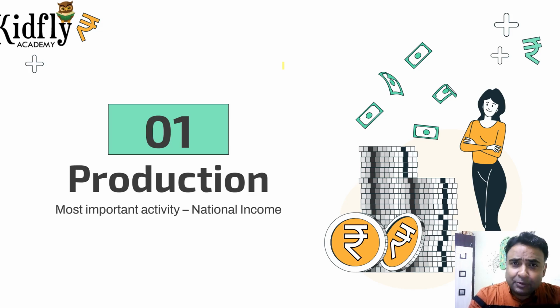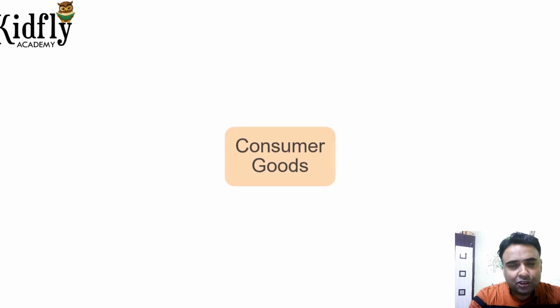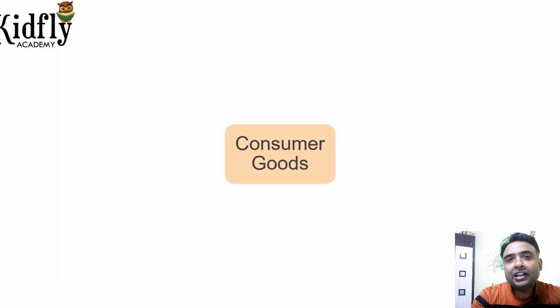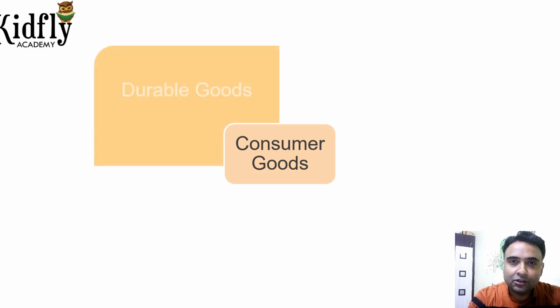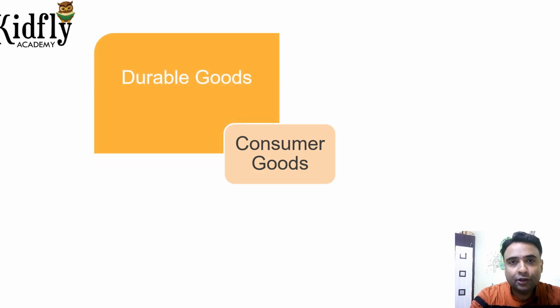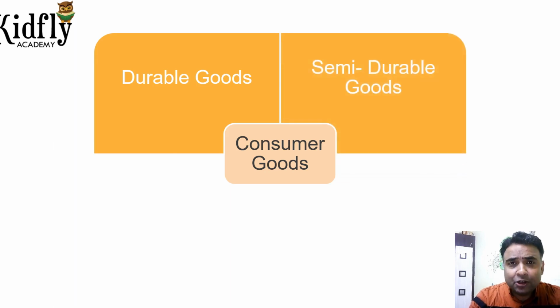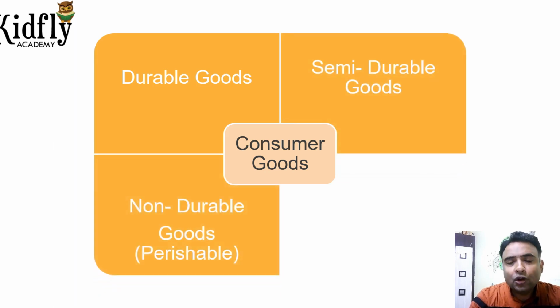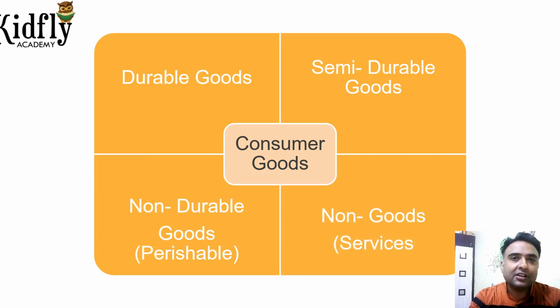So in seeing the difference between them, we'll start with the consumer goods first. The consumer goods are utilized by the consumer. They are fulfilling the needs and the wants of the consumer, and therefore the consumers are putting their consumption expenditure on these goods. These goods are durable goods, semi-durable goods, non-durable goods, and the services.